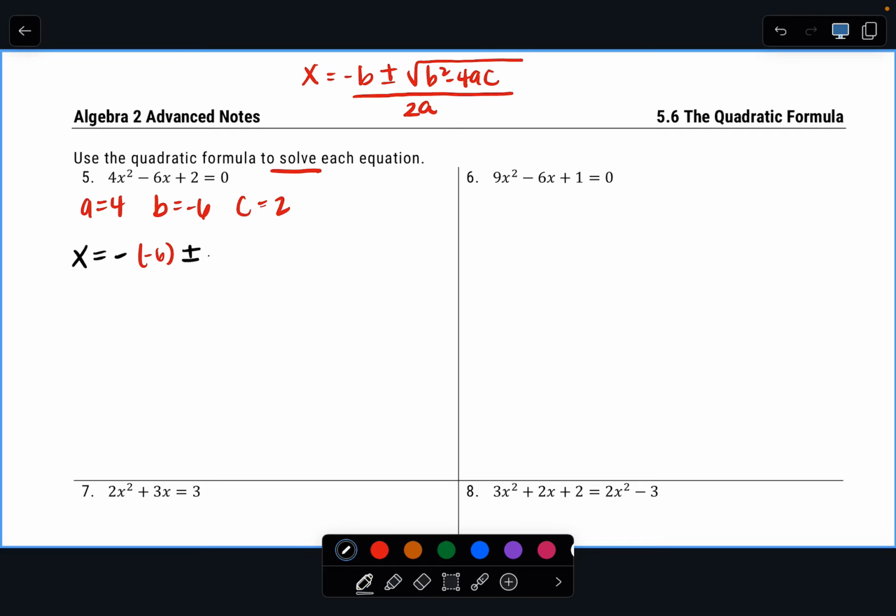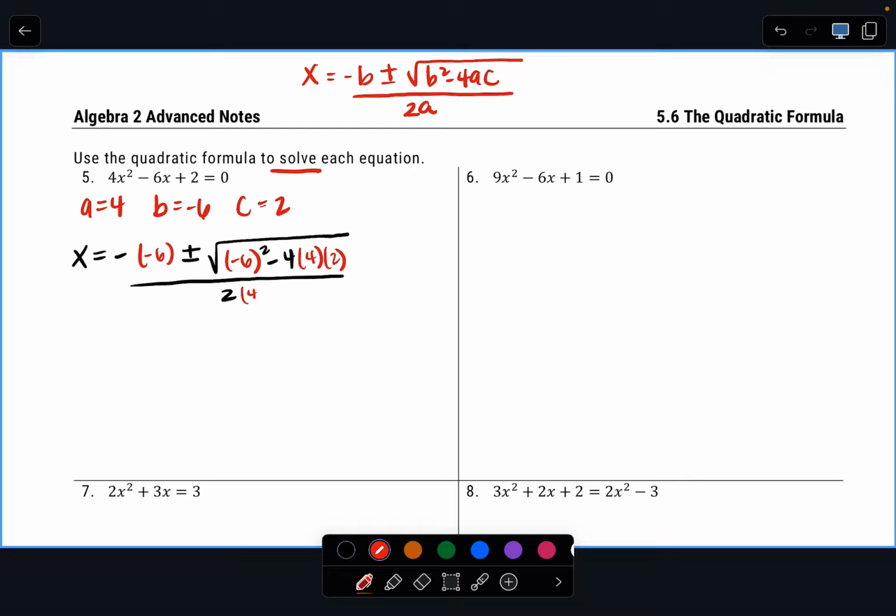Plus or minus the square root. My b value is -6 squared minus 4. And this part that I'm doing right now is the discriminant. The reason why we are able to determine how many solutions we have from it is because it's the number that's being square rooted. So that's what's making it imaginary or real. All over 2 times a.